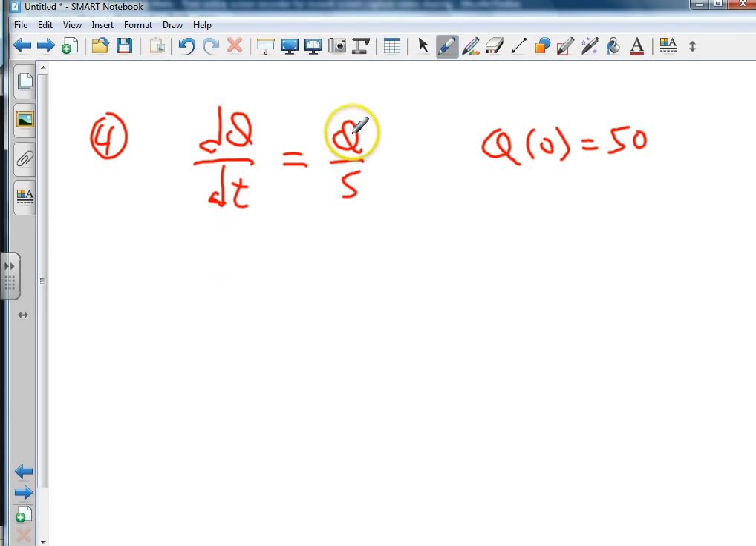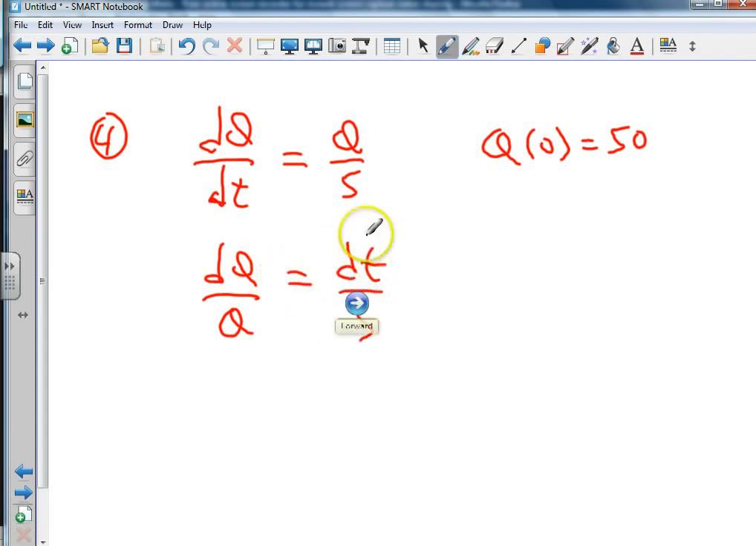Bring the q down and the t up. Is it always cross multiplying? No, it isn't. So dq over q, just get the q's together in such a way that you can integrate. dq's got to be in the numerator, equals dt over 5. Get all the t's on the other side. Make sure dt is in the numerator so you can integrate. You can't integrate with dt in the denominator. You can't integrate with two different variables.